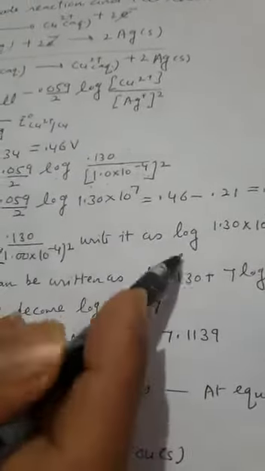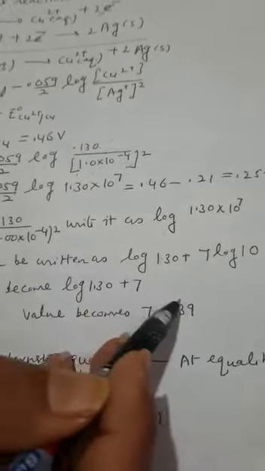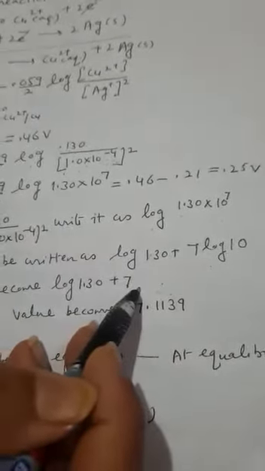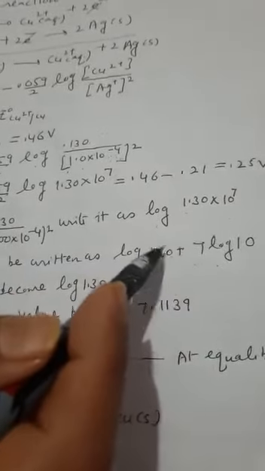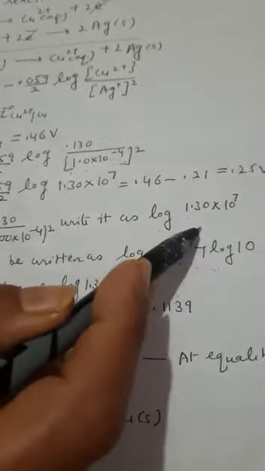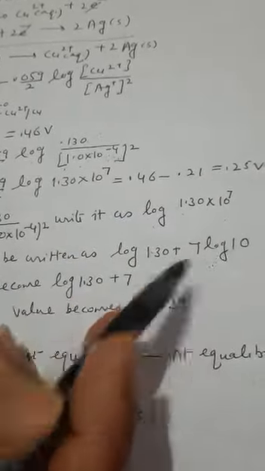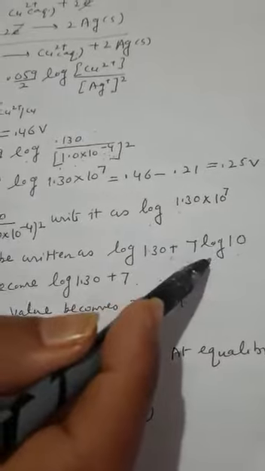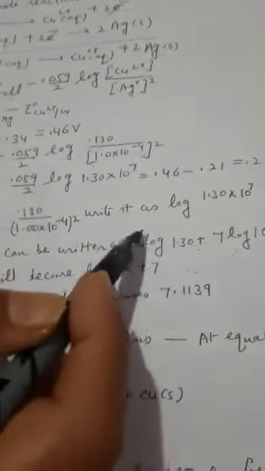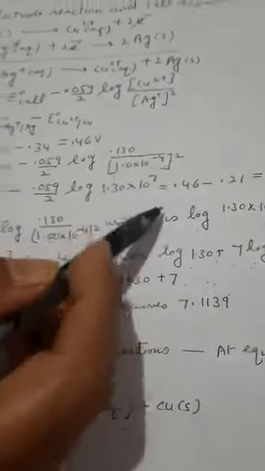You will see the log of 13 into 0. When you see the log, it comes out to be 1.1139. Now you can write it as 7 log 10 plus 0.1139. When you add this value, it comes out to be 7.1139.